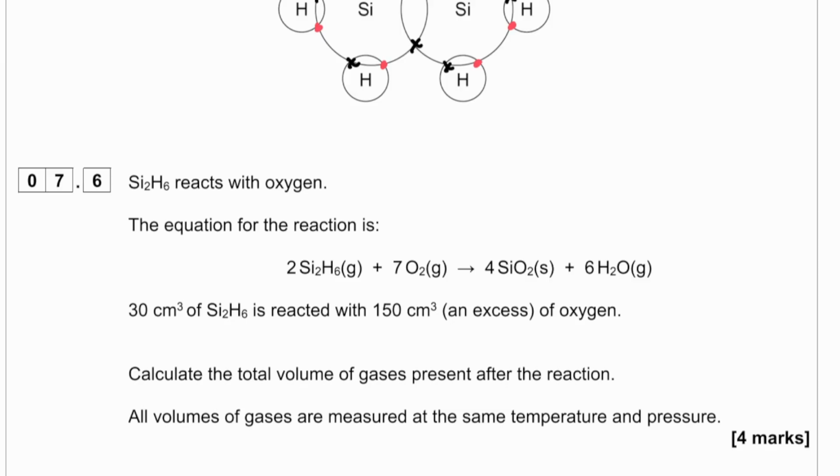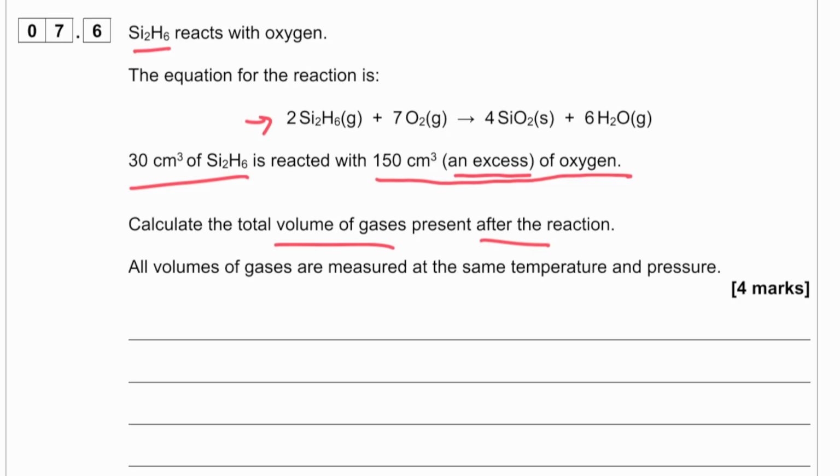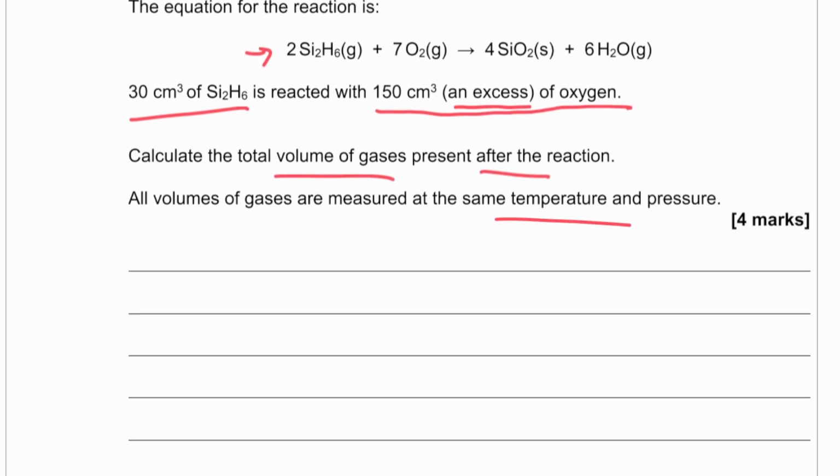Okay, question 7.6 is quite a demanding one, so we'll go nice and slow so everyone can follow, hopefully. So we are told that the Si2H6 reacts with oxygen, and we're given this equation, so take note of this, it's very important. 30 centimeters cubed of Si2H6 is reacted with 150 centimeters cubed of oxygen, and this is an excess of oxygen, so not all of the 150 centimeters cubed is going to react, okay? Calculate the total volume of gases present after the reaction. So volume of gases and after the reaction. And we're also told that all volumes of gases are measured at the same temperature and pressure.